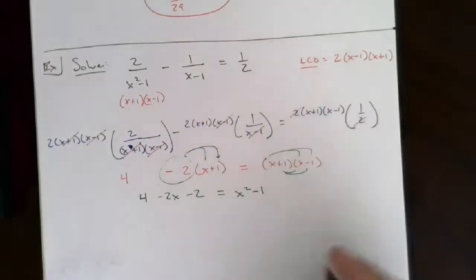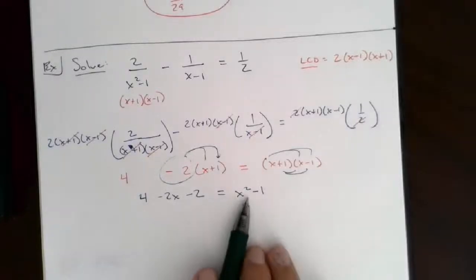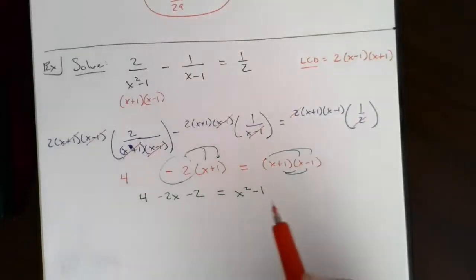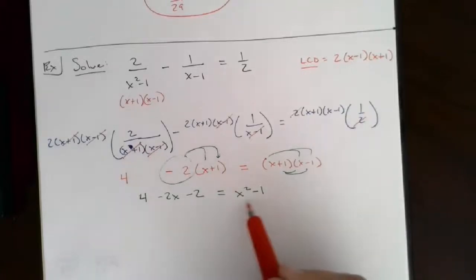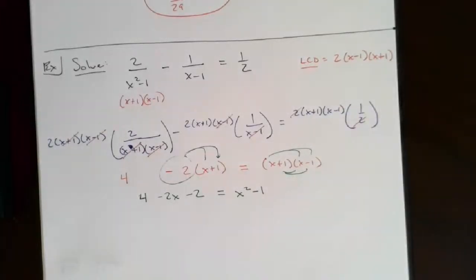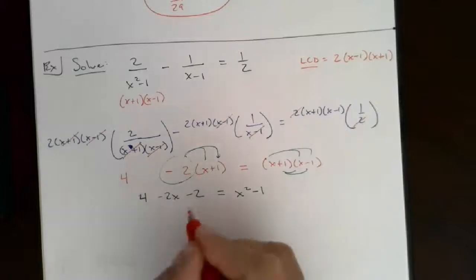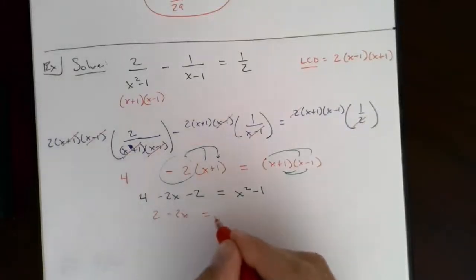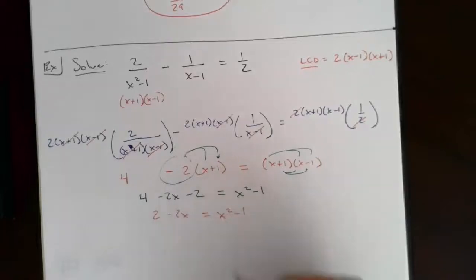And now remember what your goal is. If you have an equation here and it's a quadratic, or it's a power 2, or even higher, you want to get one side equal to 0 to try to solve this. So to solve this, I'm going to try to get this left side to 0, and I'll get all the terms on the right. So to do that, I have 4 minus 2. Maybe I'll combine like terms here first. So I have 2 minus 2x equals x squared minus 1.